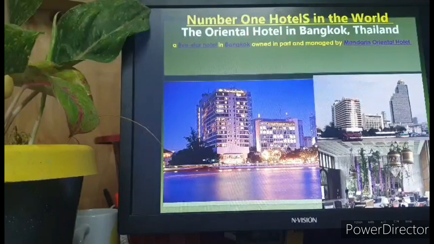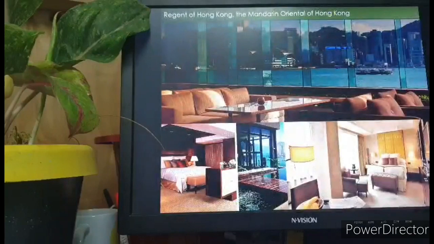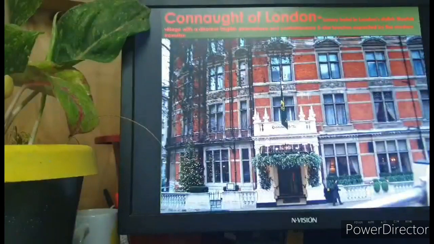Of course, the number 1 hotel in the world, the Oriental Hotel in Bangkok, Thailand, managed by Mandarin Oriental Hotel. The Regent of Hong Kong, the Mandarin Oriental of Hong Kong. The Connaught of London, a luxury hotel in London's stylish Mayfair village with a discreet English atmosphere and contemporary 5-star touches expected by the modern traveler.